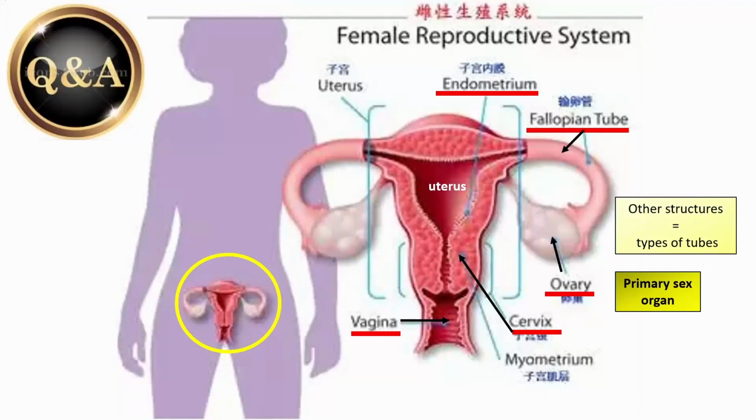Now, what are the other parts called? The other parts are tubes, different types of tubes for the migration of gametes. Although migration of gametes is an important process, we will give a summary of it later on.